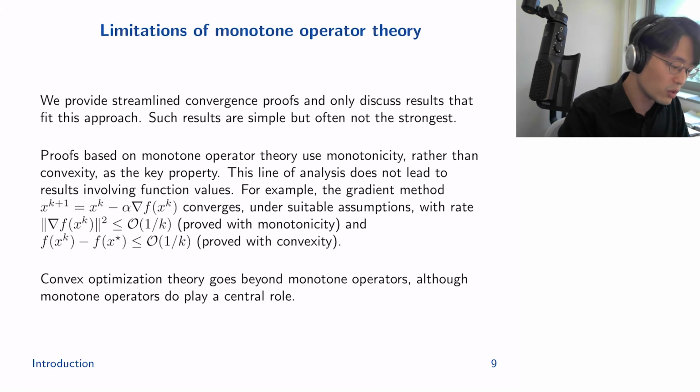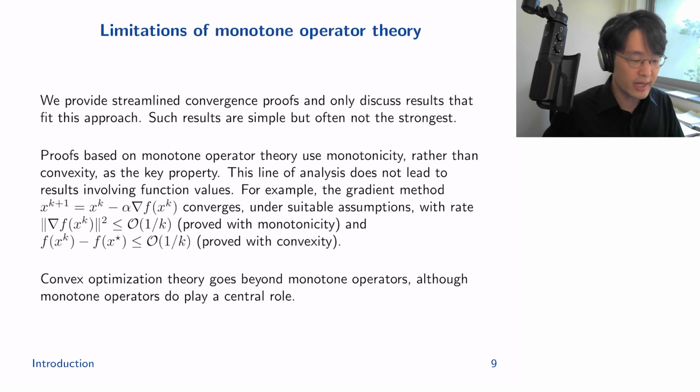But if you want to establish a rate on the function value suboptimality, and often in the context of convex optimization, the second result is the result people care about more. Well, in this case, you would need to use the additional property of convex functions called convexity in order to establish this result. But the main approach of our book just uses monotone operator theory, so we wouldn't be able to show that.